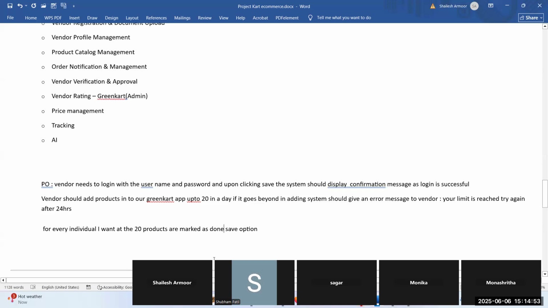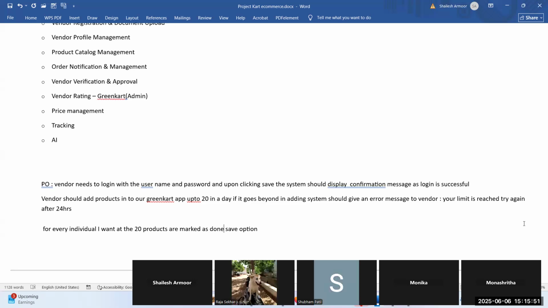Not only 25; if it exceeds and the limit is reached, it starts from 21. So from 21 onwards, the error message should display to the vendor saying that your limit is reached, please try again after 24 hours. My question is whether the error message should appear upon clicking the save button or after adding beyond the limit. After clicking the save option only, I want this message to be displayed, not before. Okay, I'm clear now. What about Sagar? Any ideas do you have?